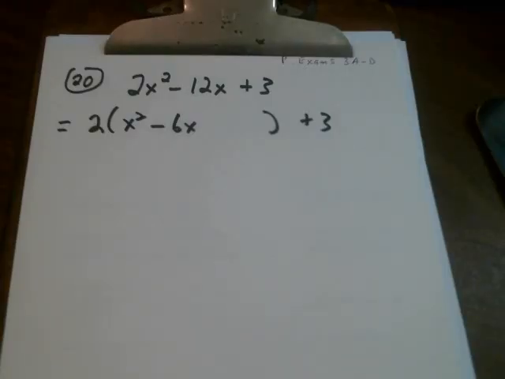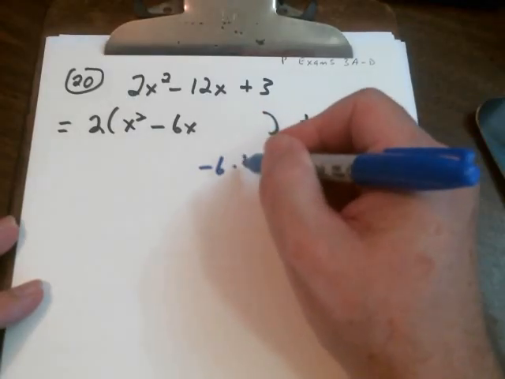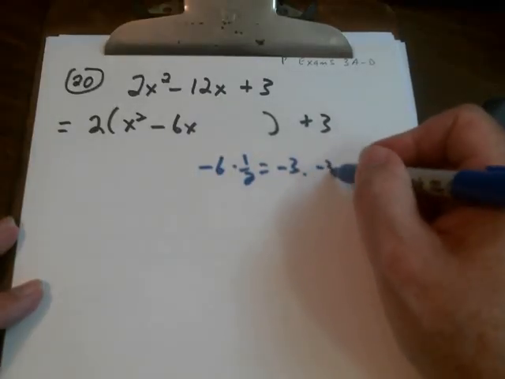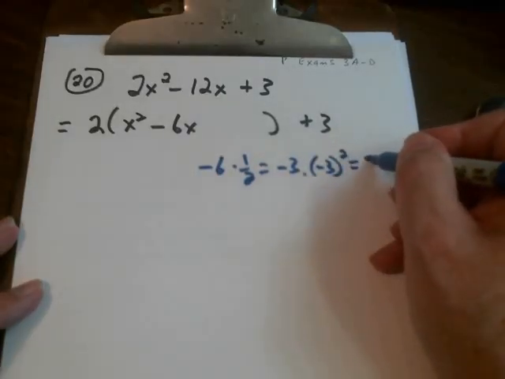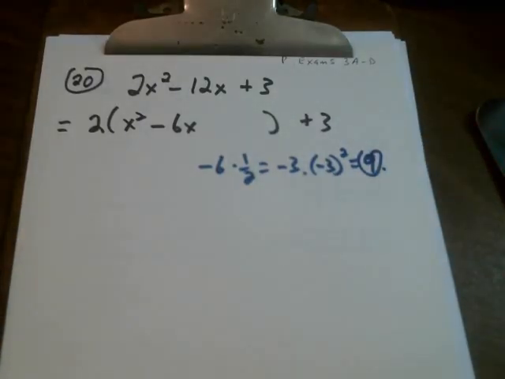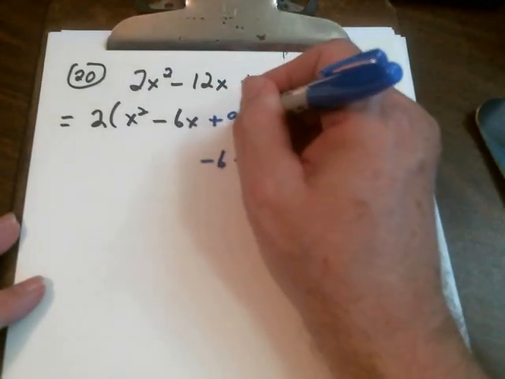coefficient of x, which is negative 6, and starting with that. So in blue, I write negative 6 times 1/2 gives us negative 3, and negative 3 squared is 9. So in the immediate sense, at least, 9 is the magic number, which I'll write there.